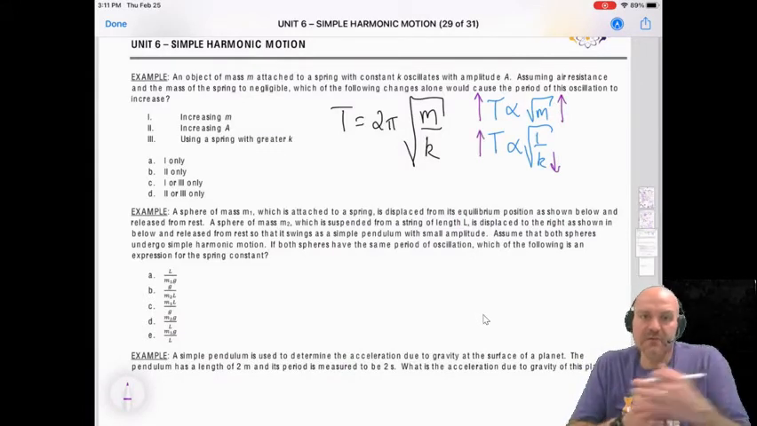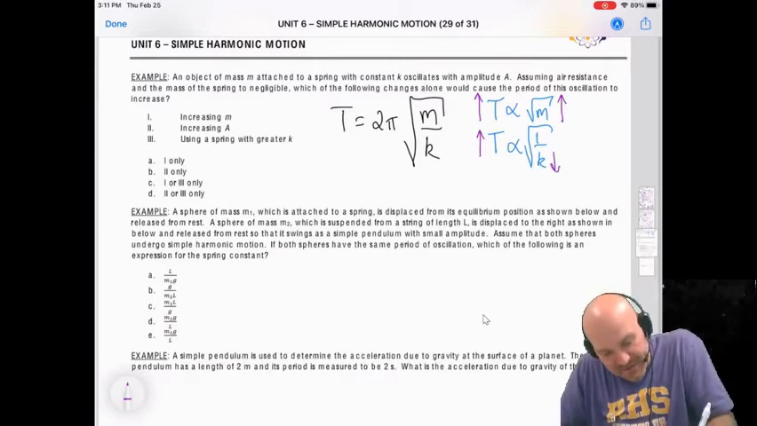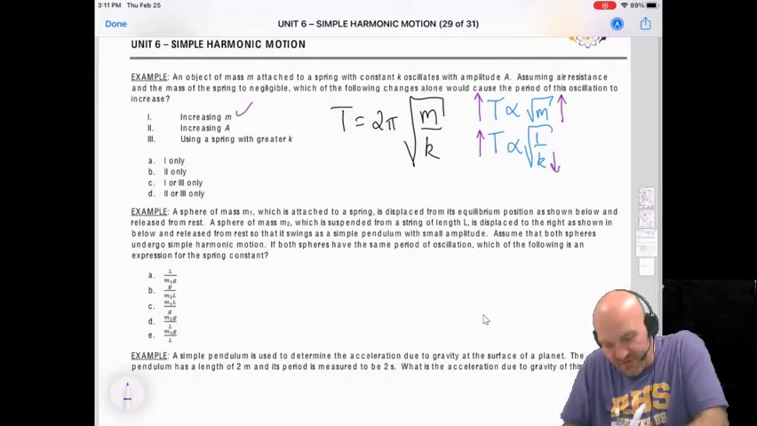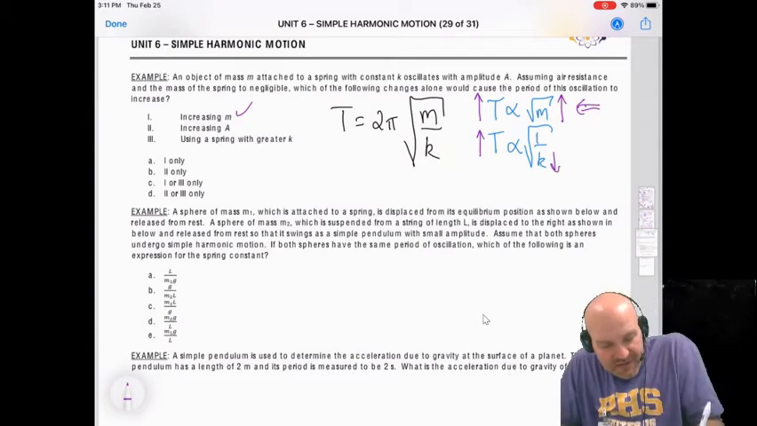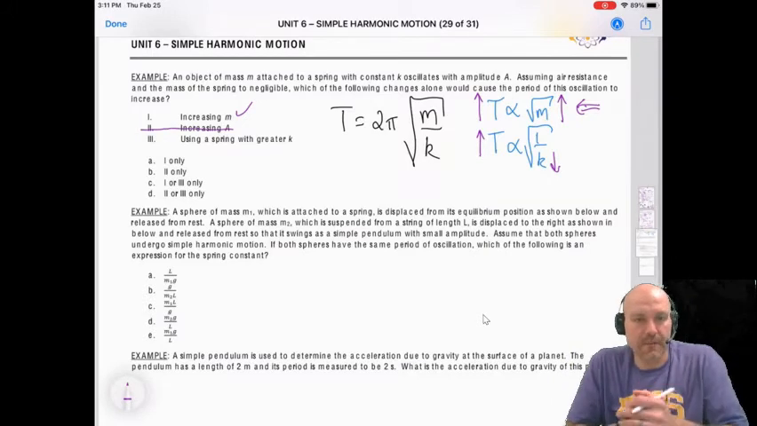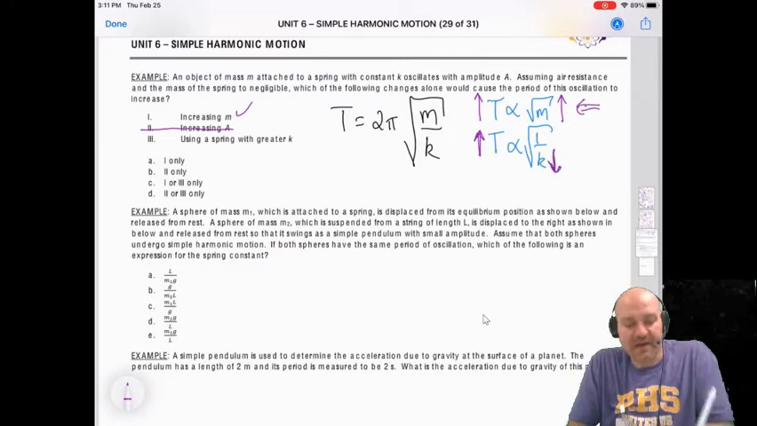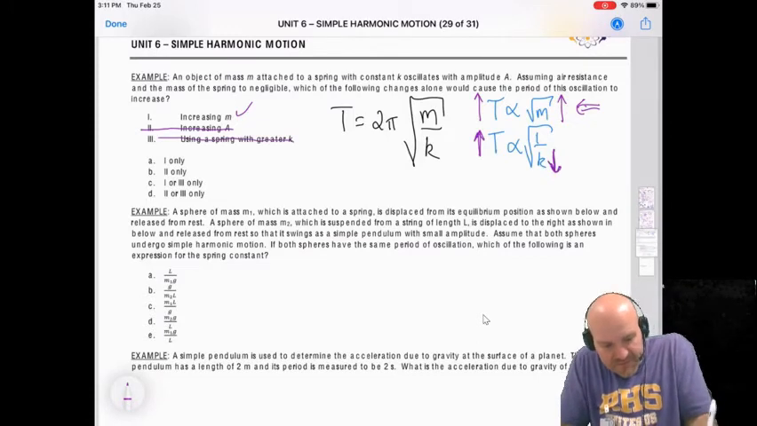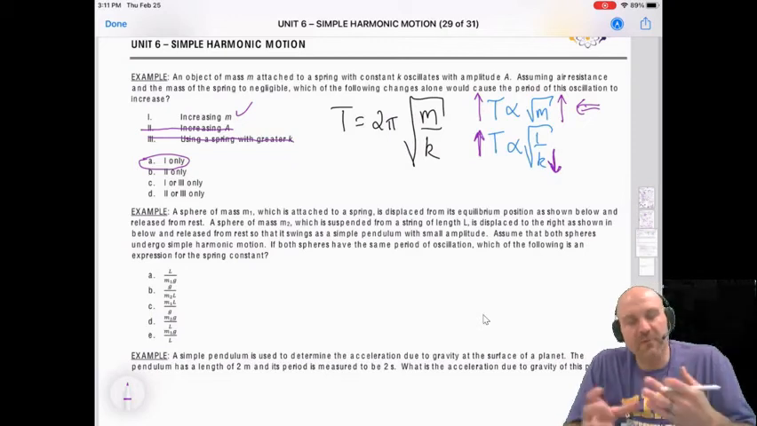So that's what I'm looking for in my cases, right? Look at case one, increasing mass, check. That's this scenario right here. Increasing a, what did we say right before we came here? There's no dependence on the amplitude. Using a spring with a greater k value: for me to increase my T, I need to decrease my k. So that one is out as well. So what's the only answer? Choice A. And so remember these relationships.